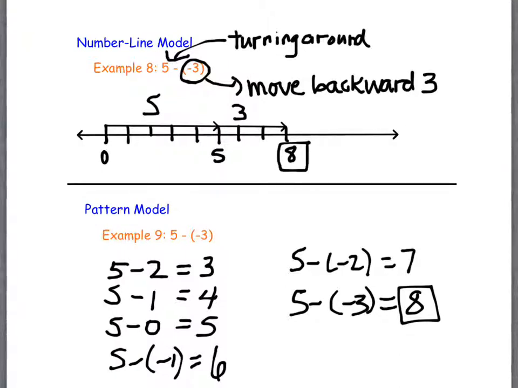Some kids really think in patterns a lot, and so this establishes something that they can sort of reason with very well. Any questions on that one?